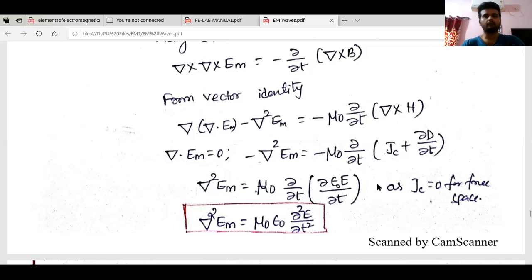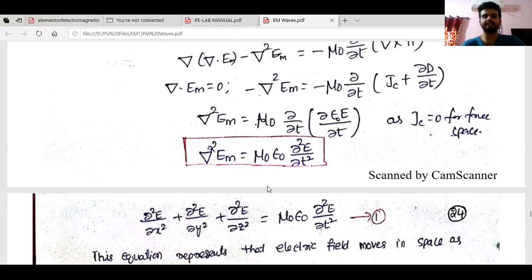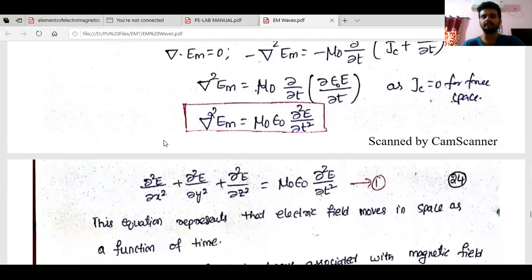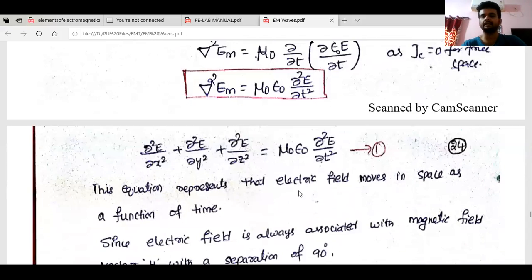Now, as I said, for free space, conduction current density will be 0 because there is no conduction, there is no conductivity in free space. So conduction current will be 0, conduction current density also will be 0. So J_C equal to 0 you can put here. So ultimately we will get this equation: del square E equals mu naught epsilon naught del square E by del t square. If you resolve into three Cartesian components, you can write del square E by del x square plus del square E by del y square plus del square E by del z square equals mu naught epsilon naught del square E by del t square. So this equation represents that electric field moves in space as a function of time.